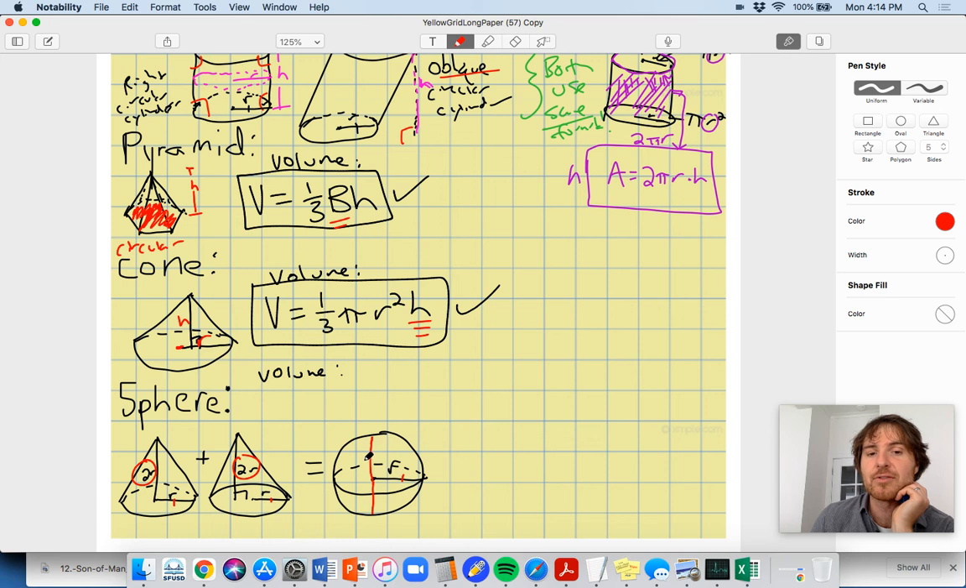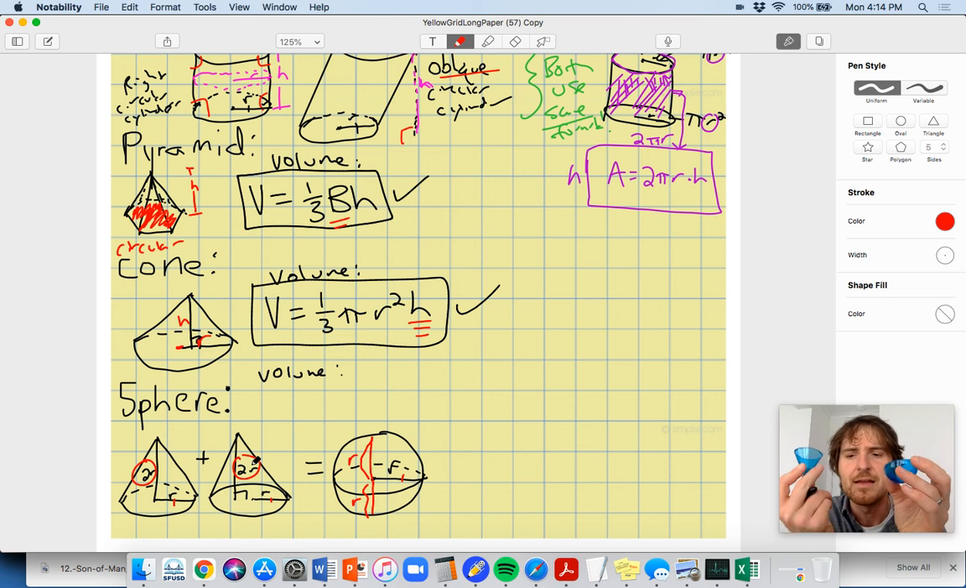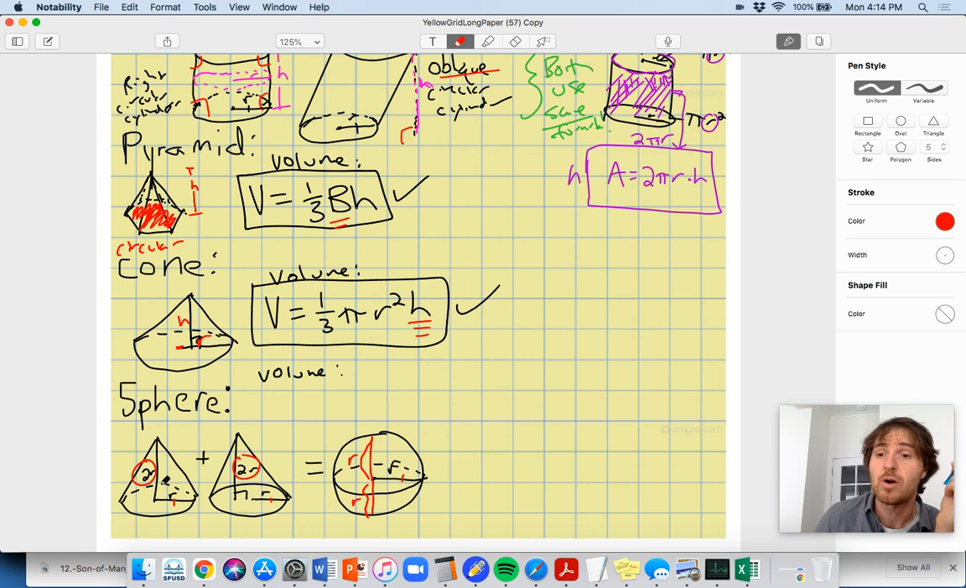Two radiuses added together. So this is r, and this is r. Here, the height of this sphere is 2r. So we're comparing this to what you saw yesterday, that the height of this cone could also be expressed in terms of the radius. The radius here will be 2r.